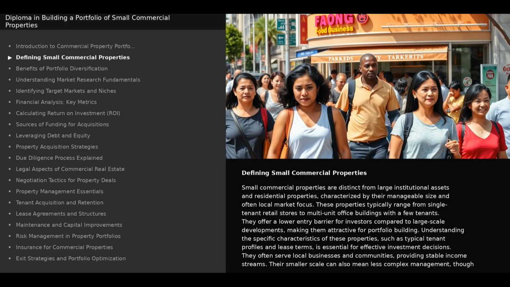Understanding the specific characteristics of these properties, such as typical tenant profiles and lease terms, is essential for effective investment decisions. They often serve local businesses and communities, providing stable income streams. Their smaller scale can also mean less complex management, though due diligence remains critical.